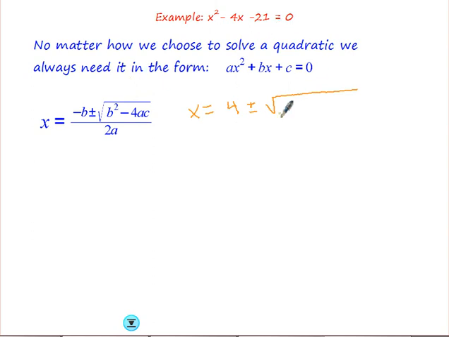B squared, so that's negative 4 squared, which is 16, minus 4 times a times c. So a is the number next to the x here, so that's 1. So 4 times 1 times c. So 4 times negative 21 is negative 84. And that is all over 2a, and again a is 1, so all over 2. So there's the setup.